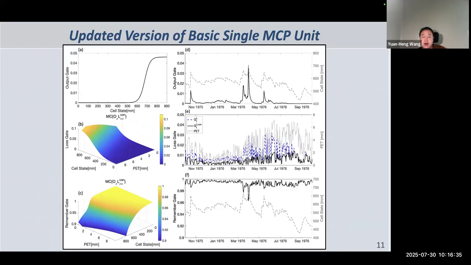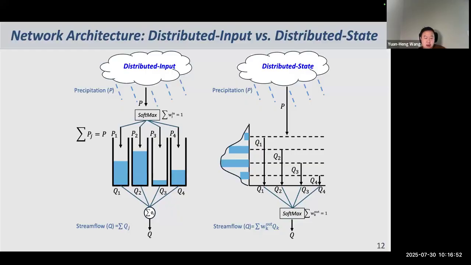For instance, the yellow color indicates a high loss gate value, which corresponds to large PET and high cell state value. So we use this new version of the single node to form the following MCP-based neural network. Okay, so the two main cases we discussed in the paper are the following.